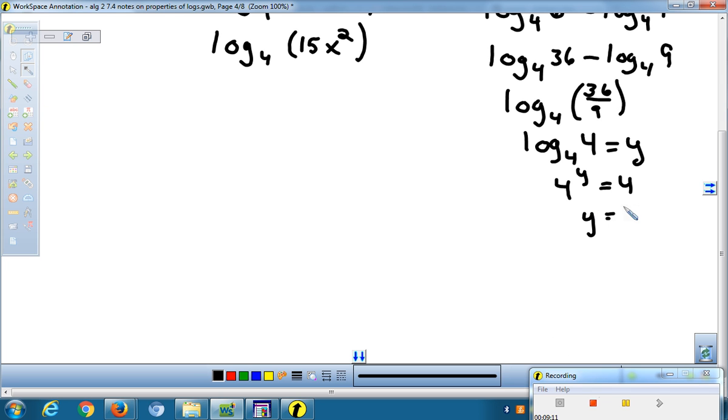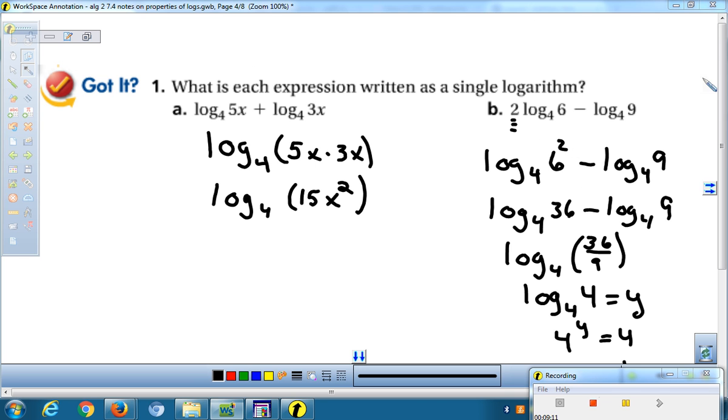1. All right, please note, on all of these properties, you can only apply these properties if those bases are the same. If this were log base 4 of 5x plus log base 2 of 3x, you could not apply the property. Please make sure you note that. Must have same bases to apply properties.